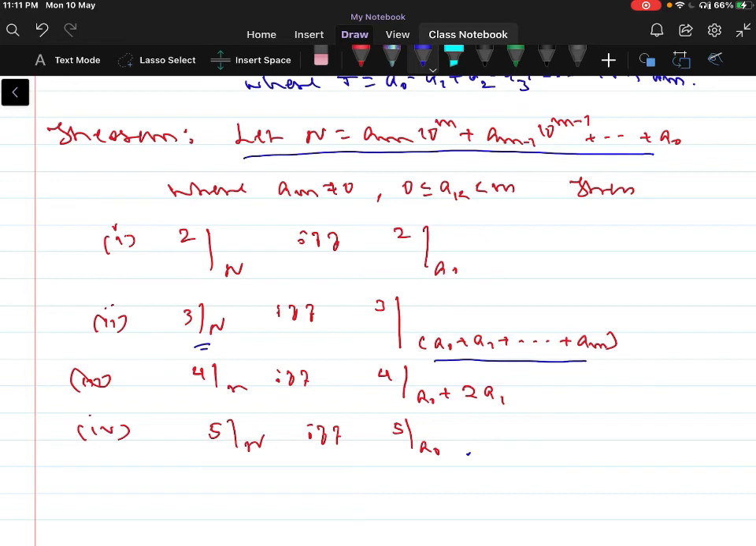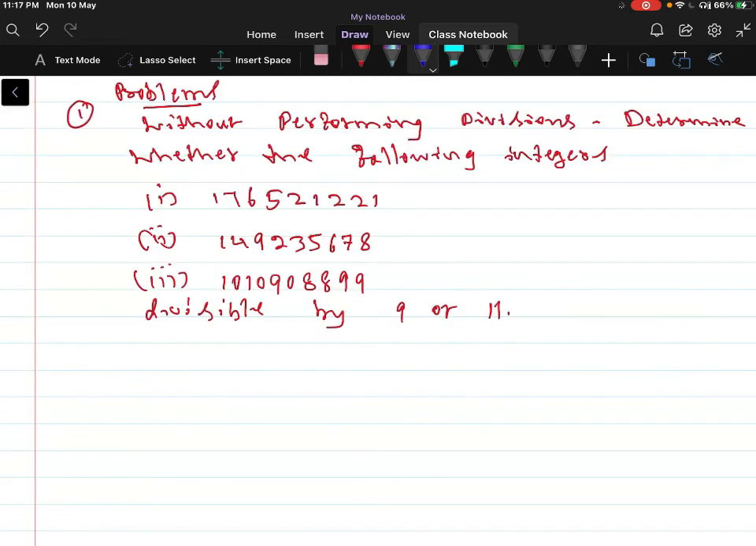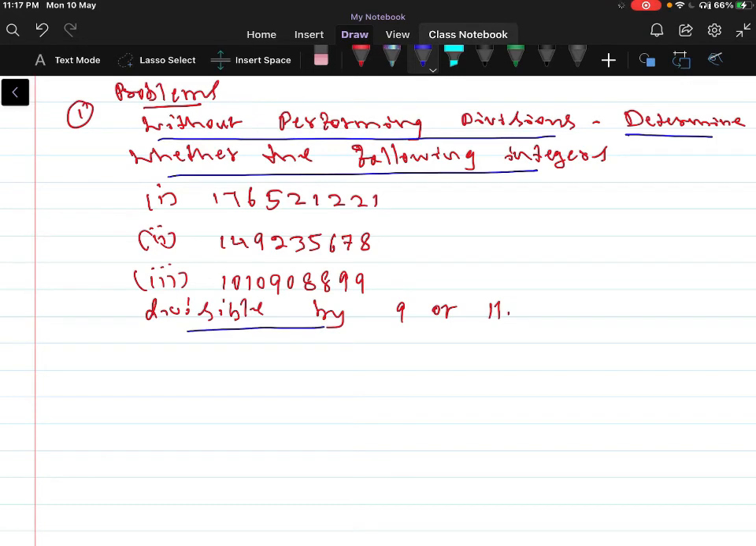So the proof is left as an exercise. So we'll move to the problem. Without performing divisions, determine whether the following integers are divisible by 9 or 11. The first one is 176521221, the second one is 1492356, right? And the third one is 10109088899.